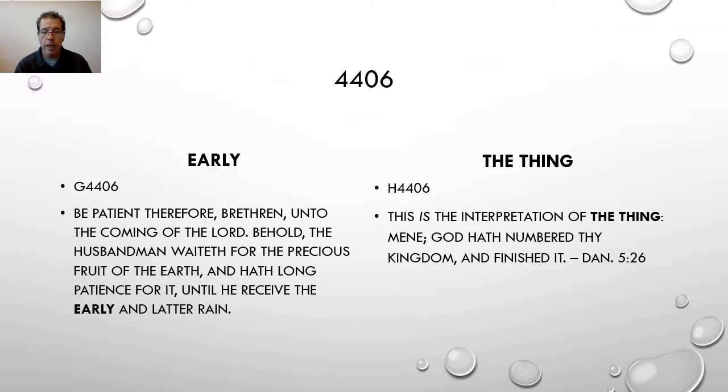The word early is numbered with the thing, which is the writing on the wall. The words written on the wall. This, the interpretation of the thing. Mene, God hath numbered thy kingdom and finished it. Back to the writing on the wall. The early rain is numbered with the thing. Well, what's the latter rain numbered with?